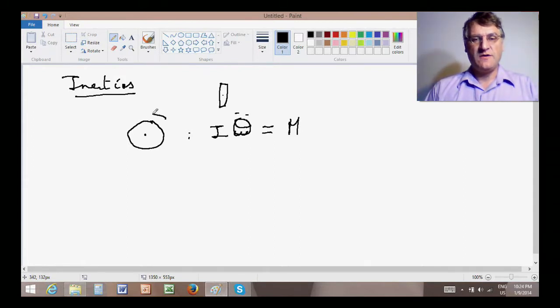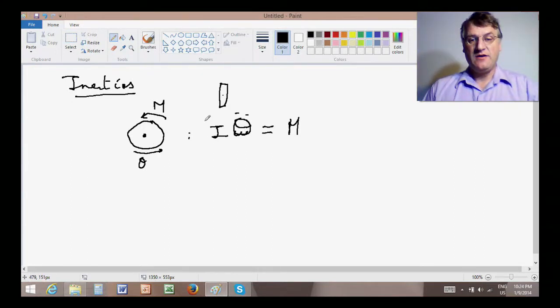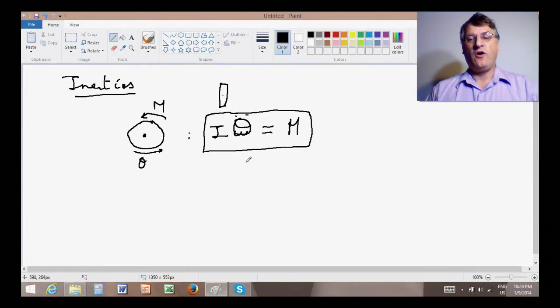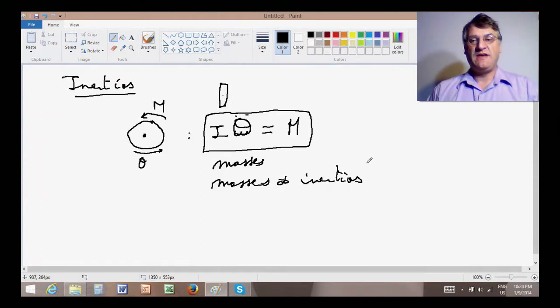Let me say a few words. The moments are those applied to the mass. Theta is the displacement, the angular displacement of the mass around a given axis. And this is, of course, not far away at all from the corresponding equation talking about masses instead, in such a way that masses and inertias pretty much behave the same way.